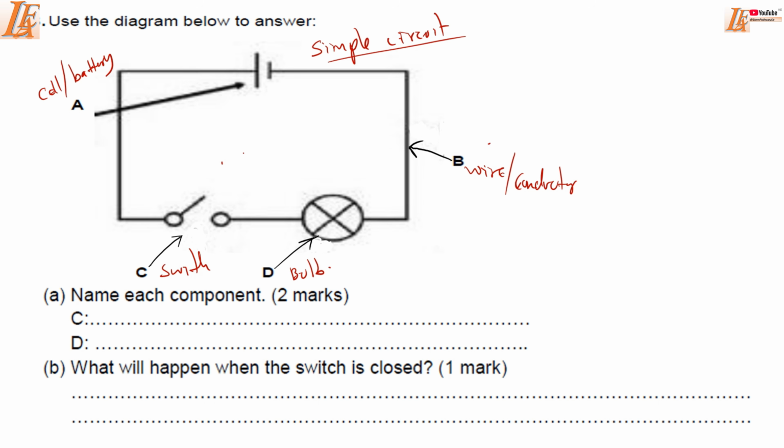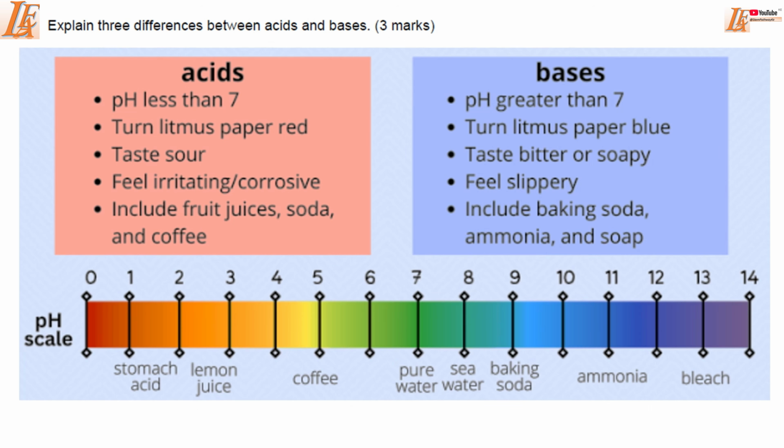The first question: name each component C and D. So C, we have said, is a switch. And for D, we have said it's a bulb. Then question B, what will happen when the switch is closed? If you close this switch, what will happen? One, the circuit will be complete. The circuit will be closed. Then two, another thing that will happen, the bulb will light.